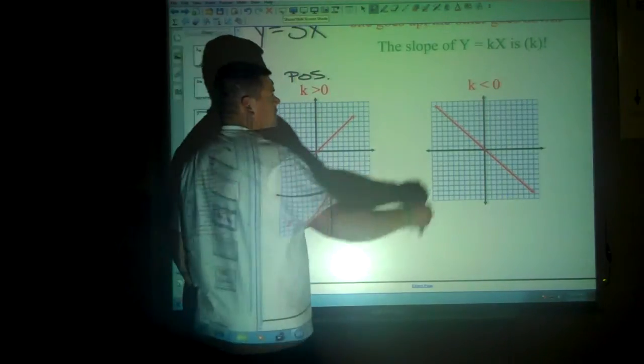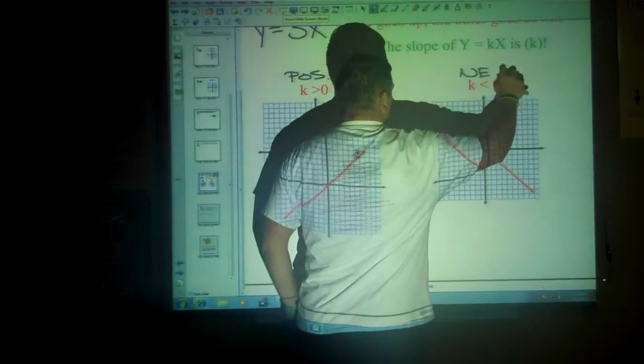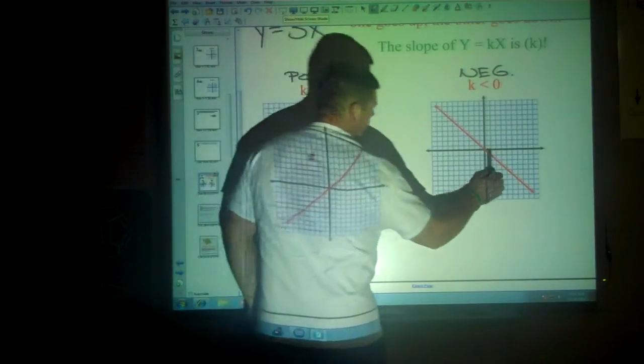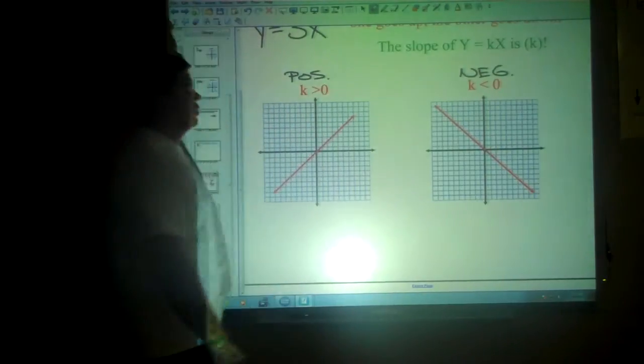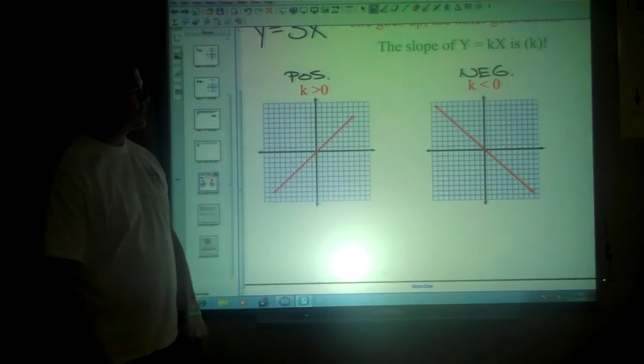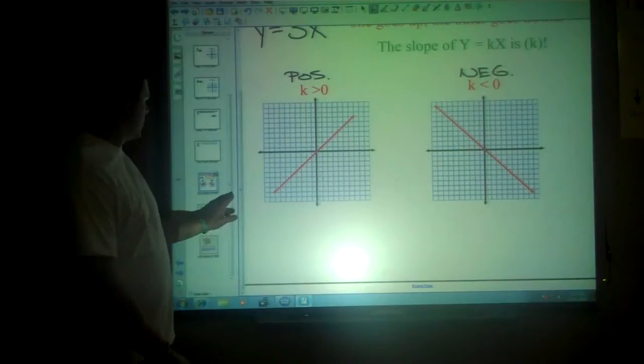If you have k is less than 0, which means it's negative, then as I run more time, my energy level goes down. And as you look at that from left to right, it's got a negative slope. So it matches up with what we've said before.